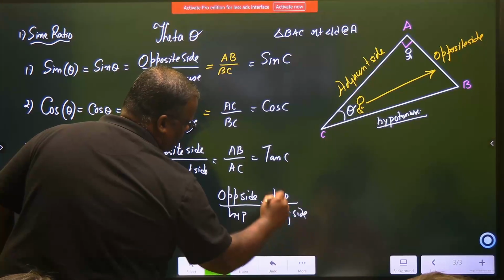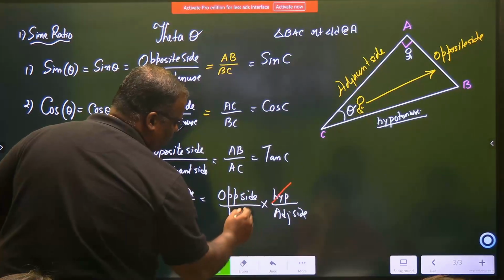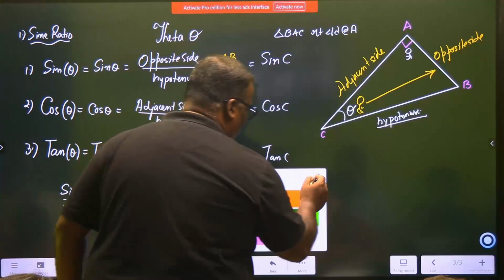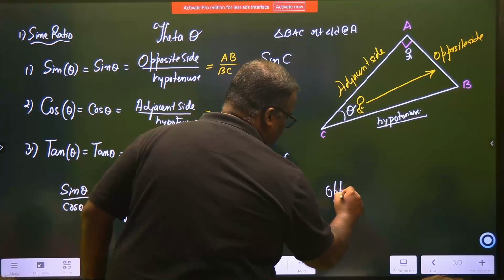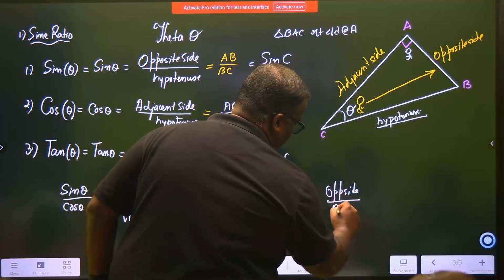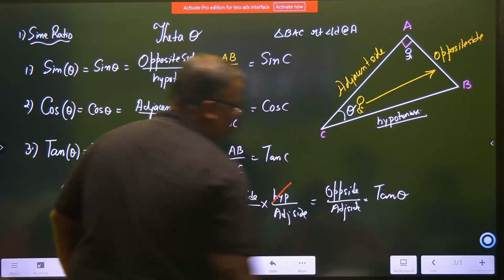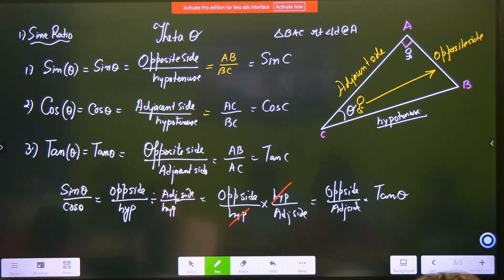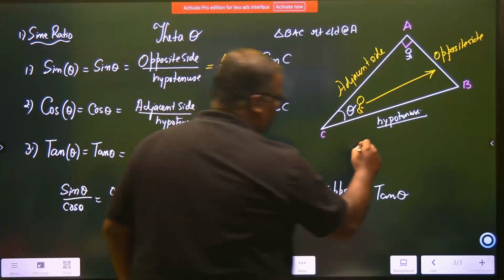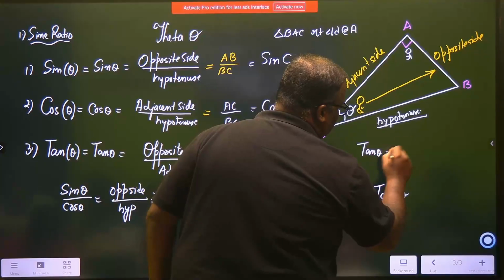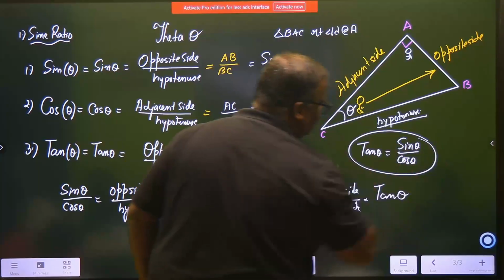Yes or no? So now what will you do? You have the freedom to cancel hypotenuse and hypotenuse. And this becomes opposite side by adjacent side, which is nothing but tan theta. So this is one more relation you got. If you know sine theta and cos theta, you can formulate tan theta by the relation that tan of theta is equal to sine theta by cos theta. And Anurag sir, satisfied?